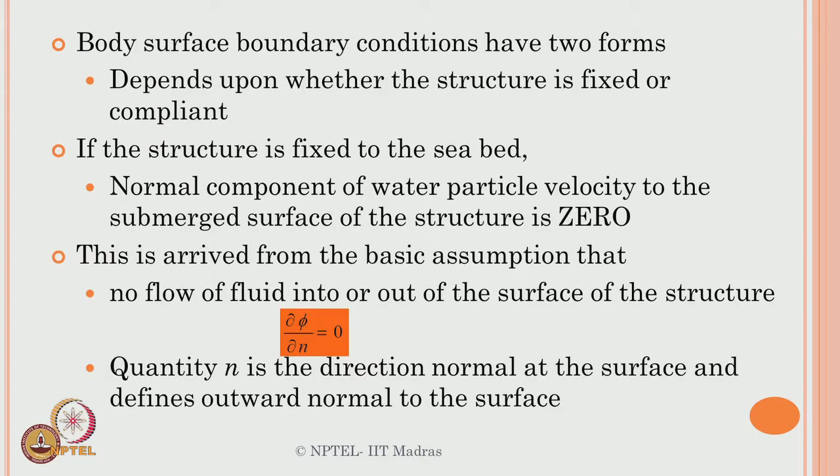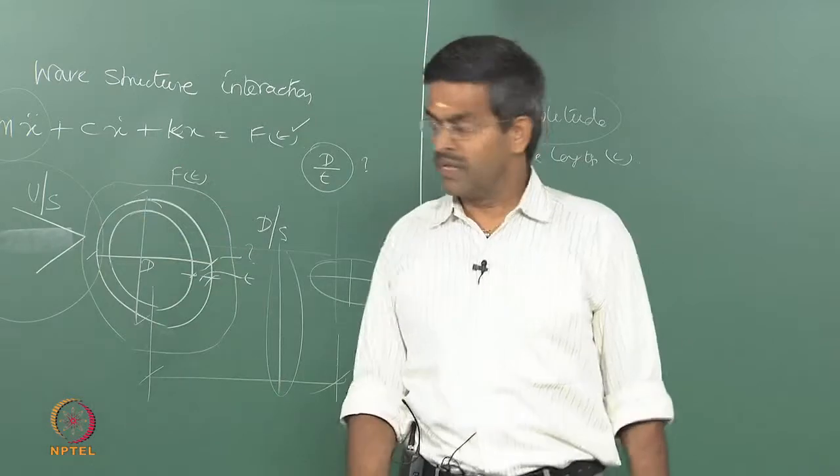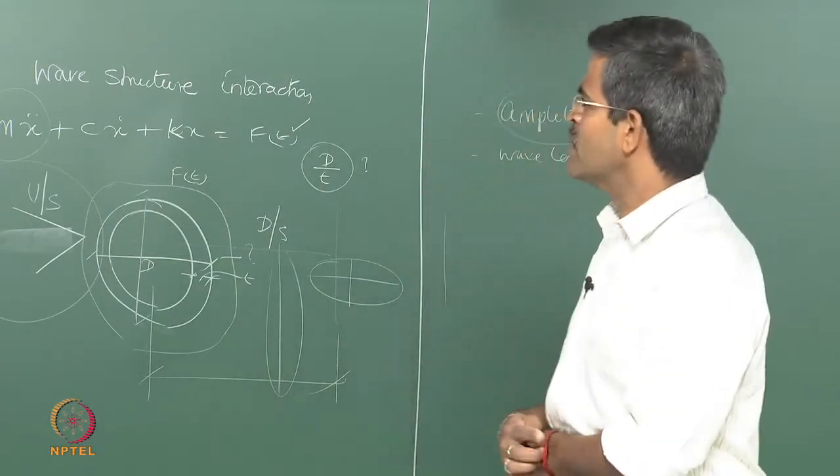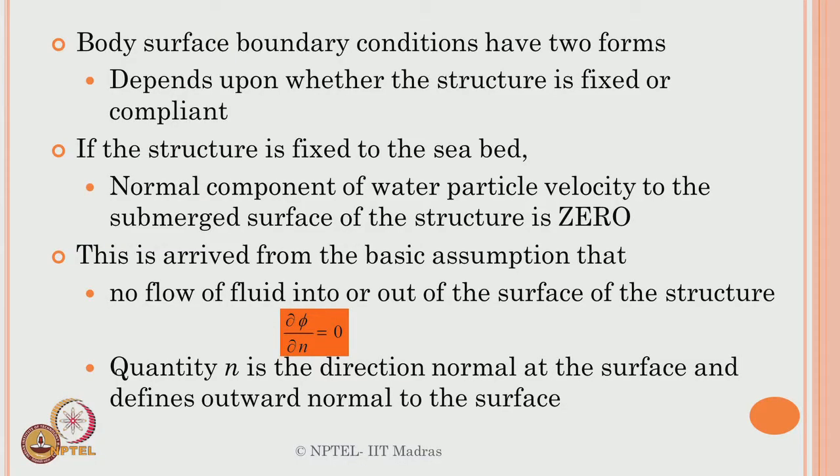Having said this, now we have to also discuss and define the body surface conditions of the system. The body surface boundary conditions will have 2 forms. It depends on whether the structure is fixed or compliant. Please note, compliant means floating, flexible. If the structure is fixed to the seabed, then the normal component, as we said, is going to remain 0. This arises from the basic assumption that no flow of fluid into or out of the structure surface is possible. Therefore, we say dou phi by dou n, the normal, is set to 0.